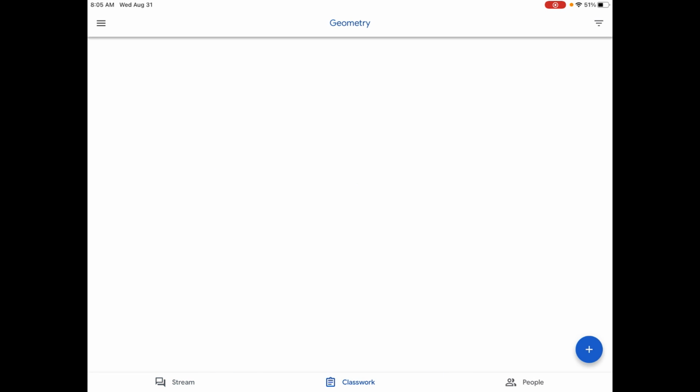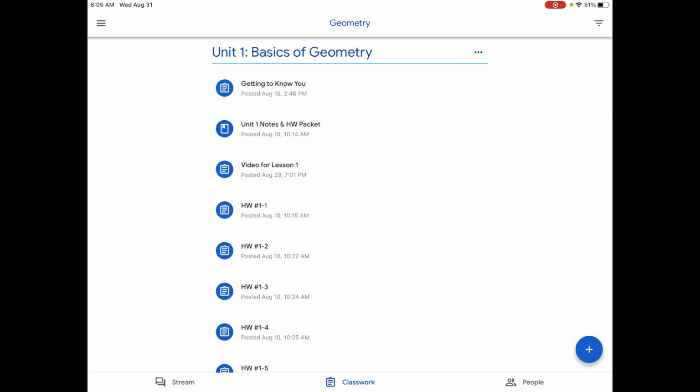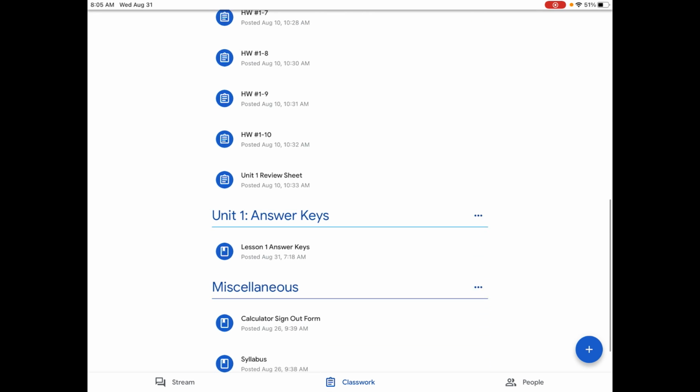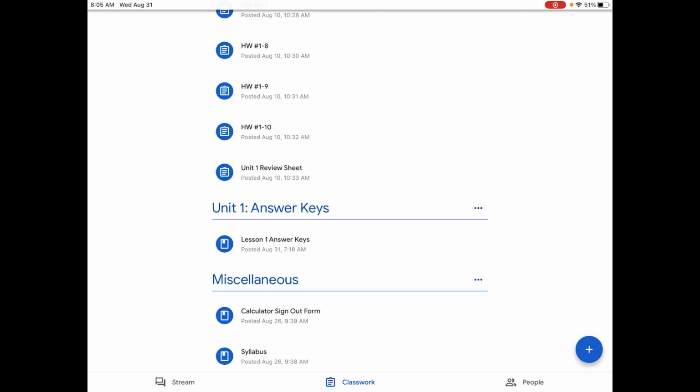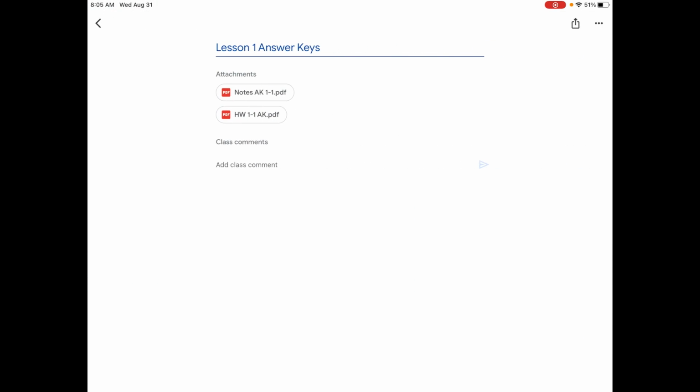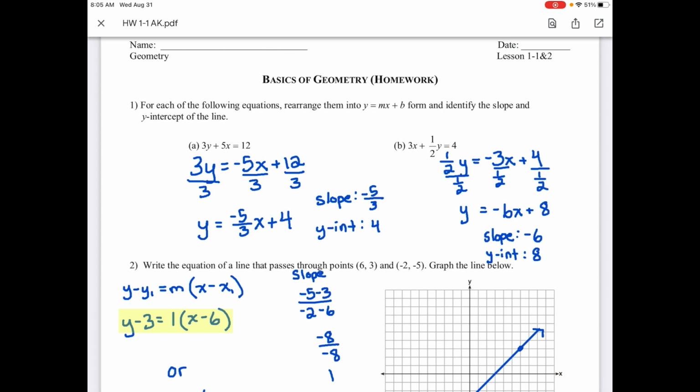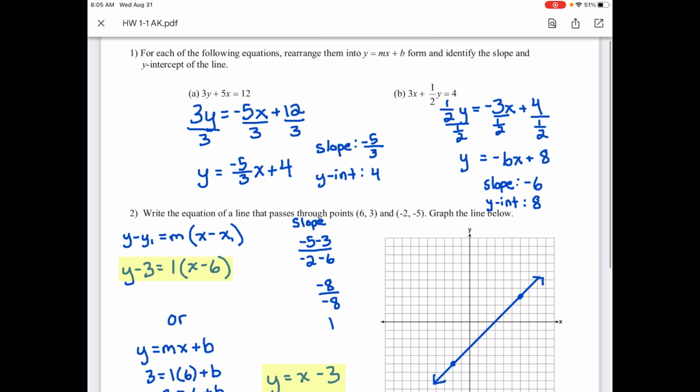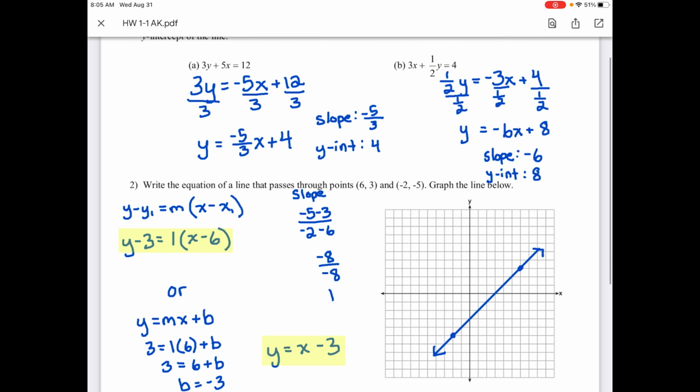So if you hit classwork in Google Classroom, and if you scroll down, there's going to be a module that's Unit 1 answer keys. If you click that, there's the notes answer key, and then this is what I want you to take a look at. It's the homework answer key. I'd like you to pause the video and check your homework. Make sure that you got what I got.